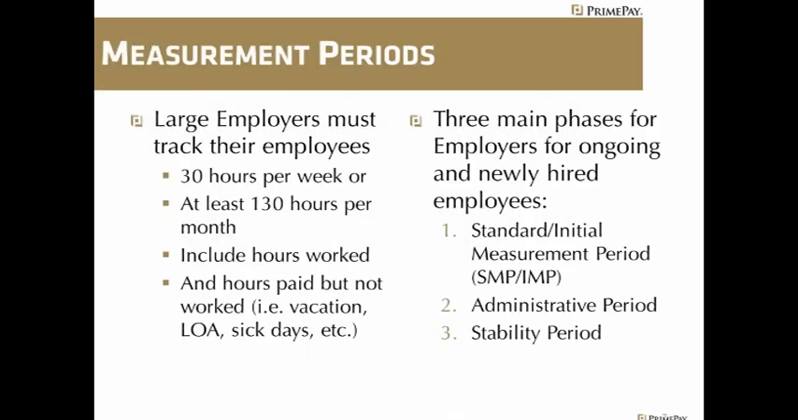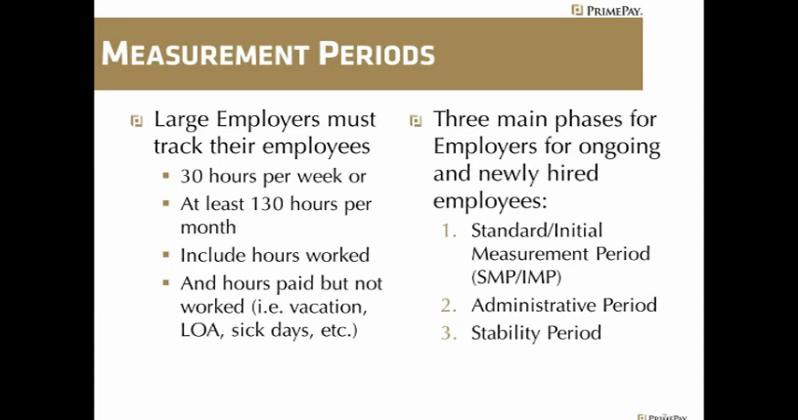The three main phases for employers for ongoing and newly hired employees. The three main periods were created by the IRS as a model, just like the Department of Labor provides model notices for COBRA and so forth. This is a model that's brought forth. As you go through it and start implementing it, it is something that certainly can be used.